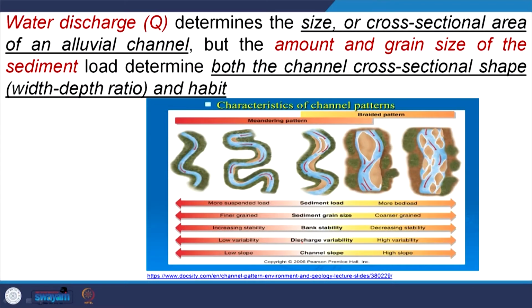So, the water discharge of a particular segment of a river at a particular point, that is Q, determines the size or cross section area of an alluvial channel, but the amount and grain size of this sediment load determine both the channel cross section shape, width depth ratio and habit. So, what should be the width and depth ratio? What should be the channel habit? Channel habit means whether it is a meandering channel, a straight channel, or a braided channel. These are called the channel habits.